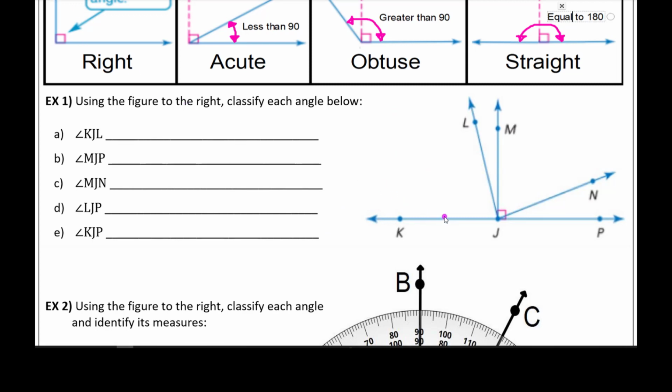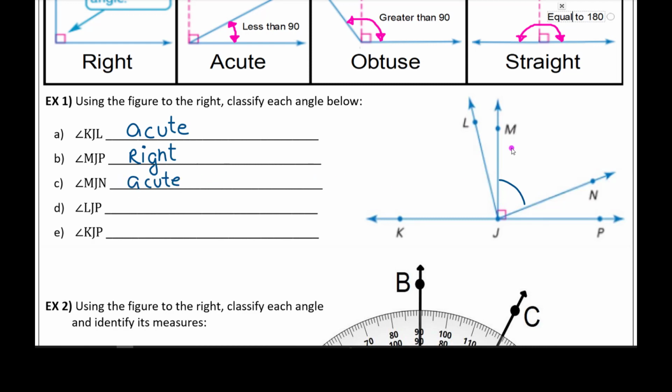So KJL. What I like to do is start with KJL, so I know I'm talking about this angle here. And basically, what is the classification of that angle? Well, that angle is acute. Then we have MJP, which would be this angle right here. And if you notice, we have a 90-degree angle symbol there. So that means this would be a right angle. All right. Let me erase some of the markings that I made. And now we're going to look for MJN. MJN would be this angle right here. If you notice, this is less than 90, so this would be acute.